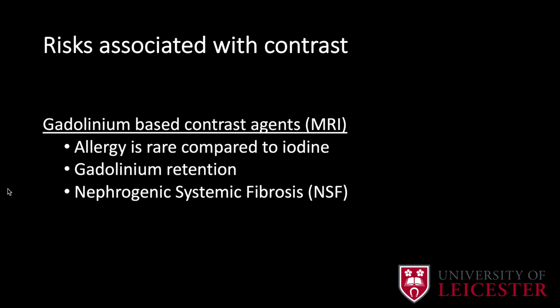MRI scan uses gadolinium-based contrast agents. The allergy to these agents is rare compared to iodine. There is a risk of gadolinium retention and nephrogenic systemic fibrosis, which is an absolute clinical disaster, but it happens very, very rarely. If it happens, it will happen in patients who have severely impaired renal function. So again, we will look at the EGFR when you request scans, but this is really, really rare. They're quite safe otherwise.